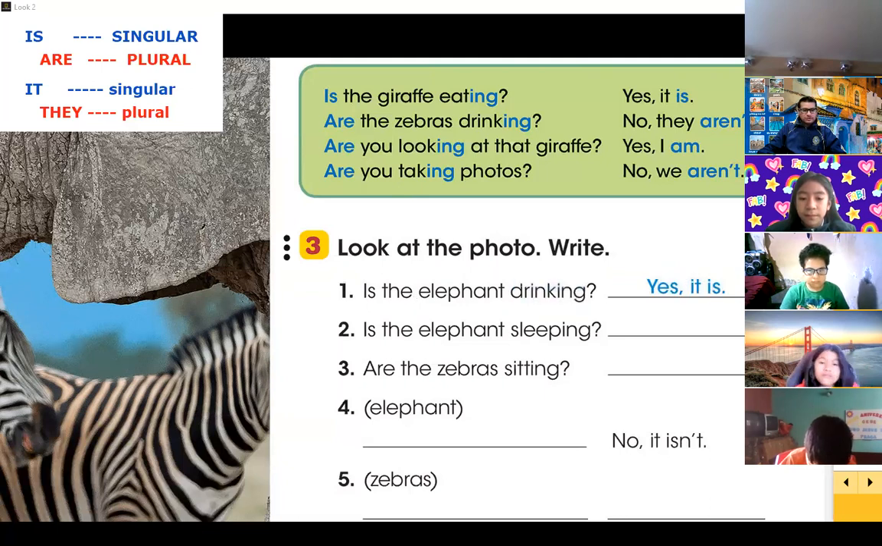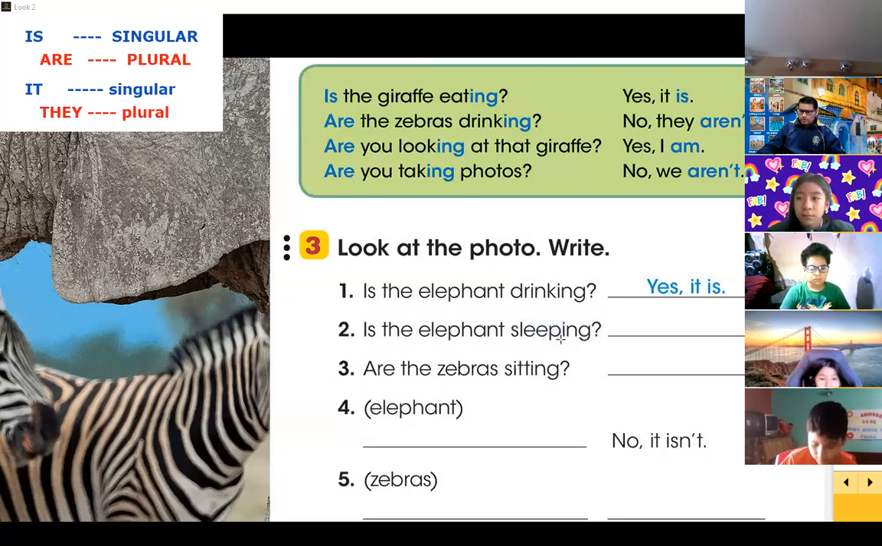Now let's continue with another student. Let me see with Álvaro. Okay, let's work with Álvaro. Now, please, Álvaro, read number two. Is the elephant sleeping? Okay.